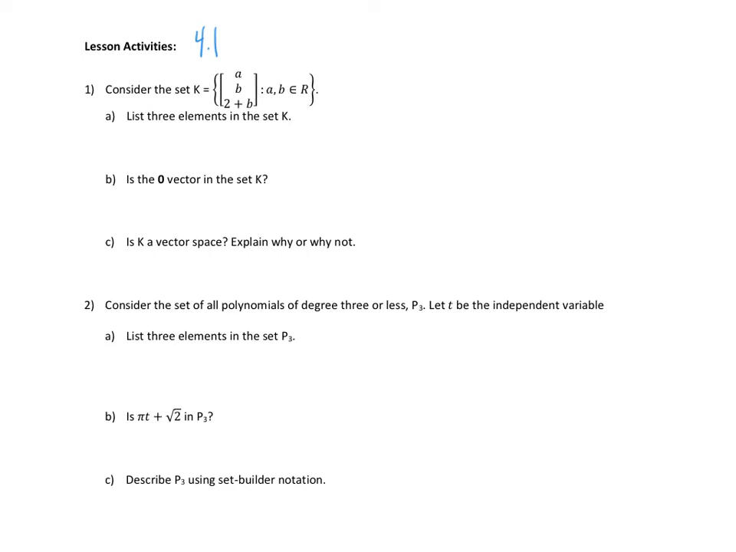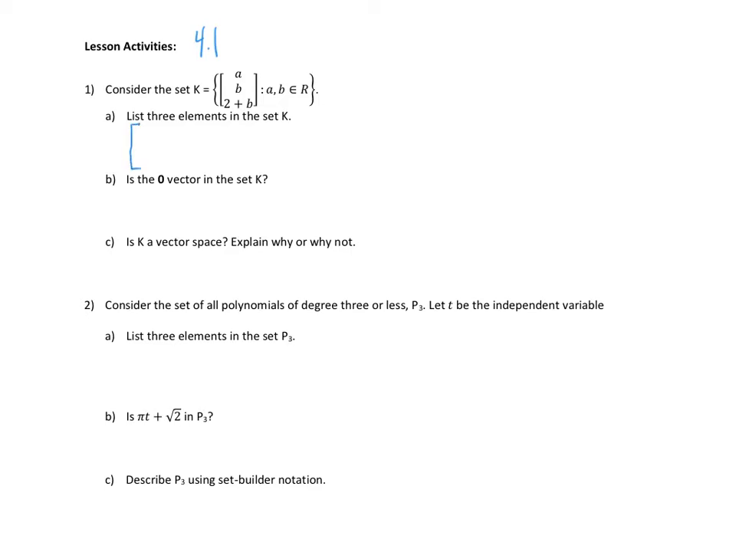These are the 4.1 lesson activities on vector spaces and subspaces. Consider the set K where every vector looks like (A, B, 2 + B), and A and B are elements of the real numbers. We're going to list 3 elements in the set K. You just pick values for A and B and calculate the vector.